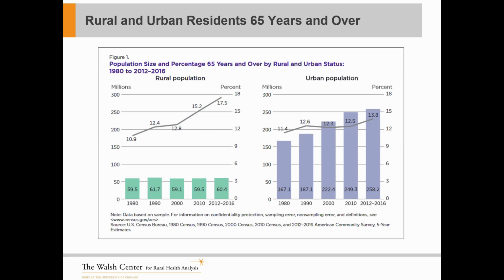But over these last 40 years, we've seen a dramatic shift in a higher proportion of rural older adults living in our rural communities, with approximately 18%, almost 1 out of every 5 rural residents, being a person 65 years and older. And that provides a lot of different opportunities and challenges for rural communities.